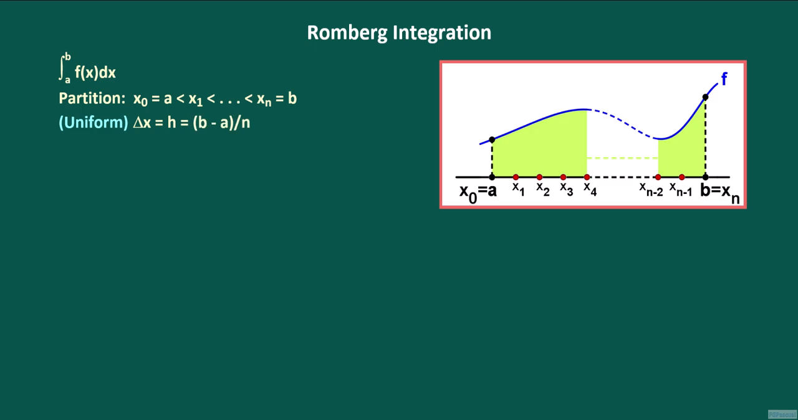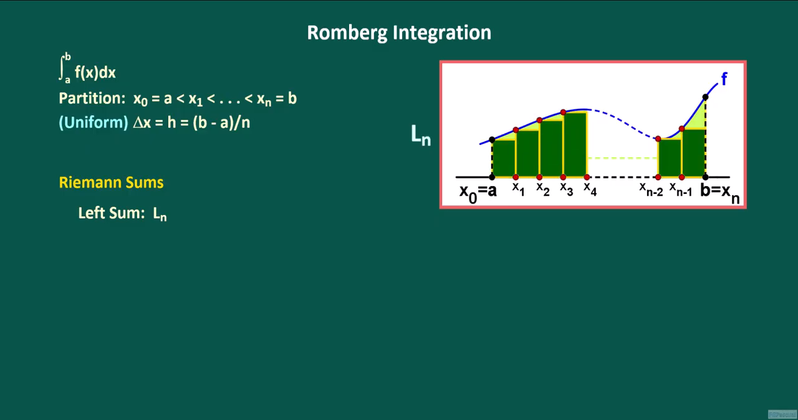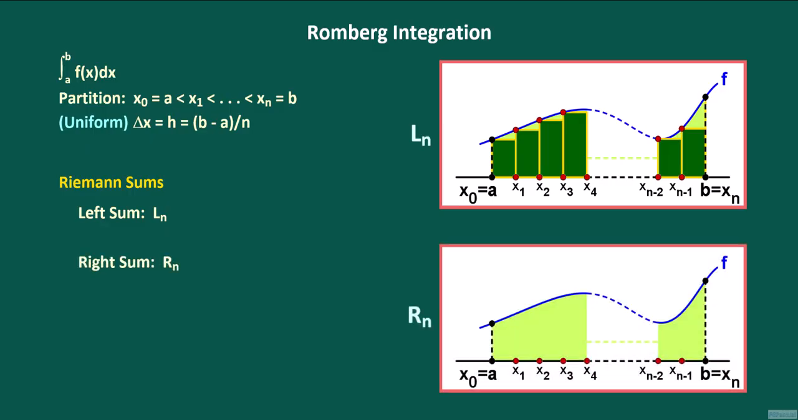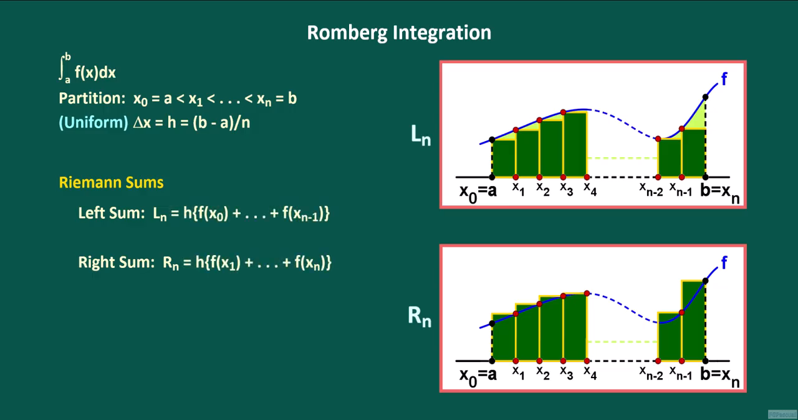The numerical integration techniques to which we will apply Romberg integration include the Riemann Sum-type examples of the left sum that we designate as L sub n, and that uses the left endpoint of each subinterval, and the right sum that we designate as R sub n, and that uses the right endpoint of each subinterval. Recall that these are the formulas for the left sum and the right sum. If f is twice differentiable, the global error for these formulas are both of order h.